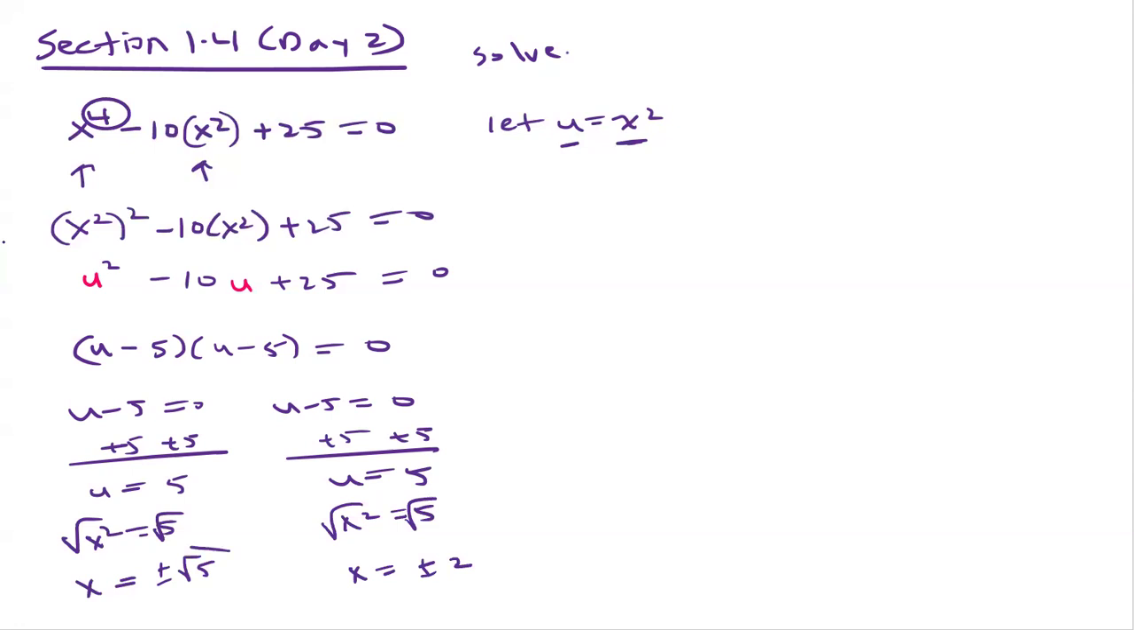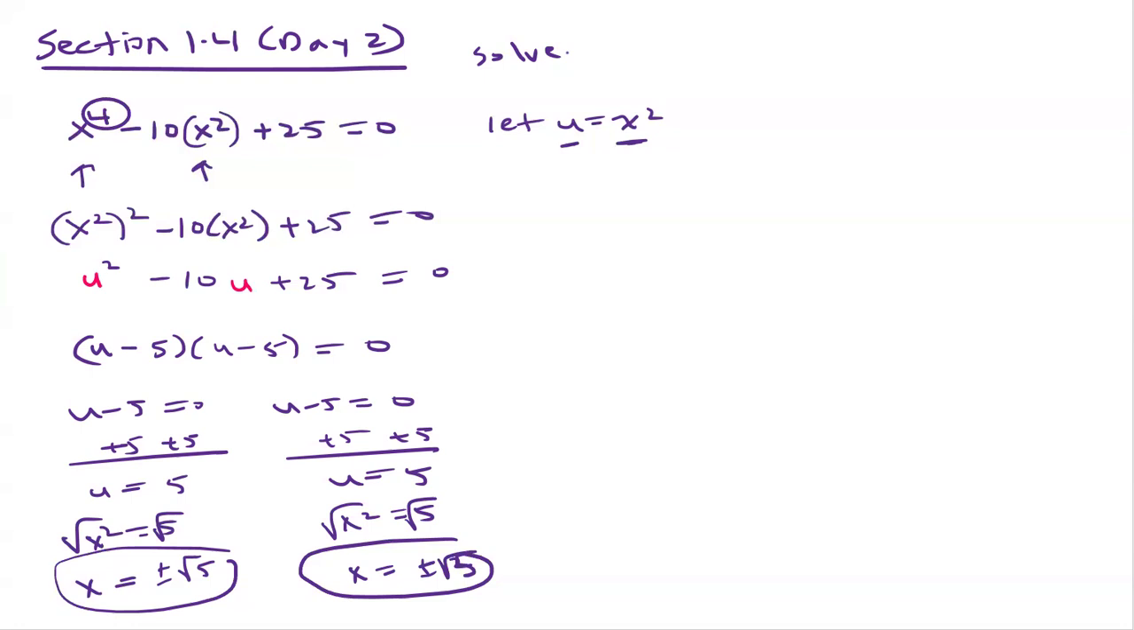We get 2 from this side and we get 2 from this side. I don't know why I put a 2 there, that should be a 5. Square root of 5. And that gives us a total of 4. And that's it. That's how you do it. Any questions?